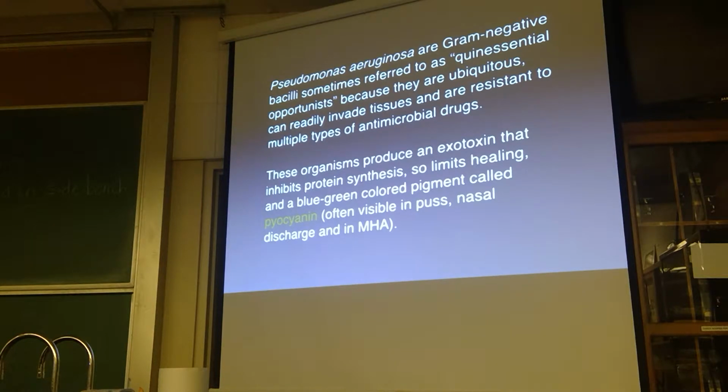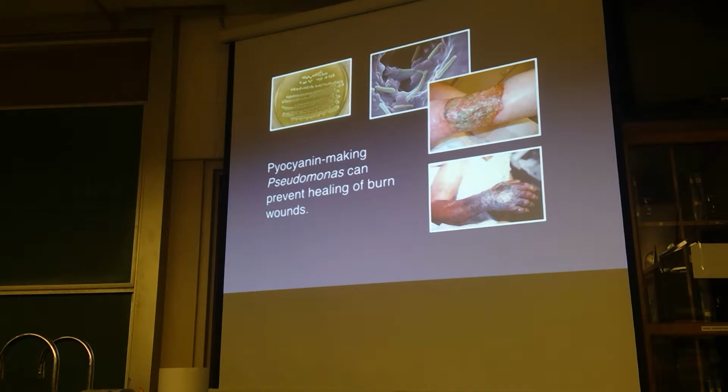They also produce this pigment. I tried to make the pyocyanin a different color, but it's not right for the Pseudomonas color, really. It's more of a blue-green than green-green, but you'll often see this in association with Pseudomonas infection. So here you see them on a plate, the pyocyanin pigment, and then you see some images of wounds where you can see that green coloration. That's indicative of Pseudomonas aeruginosa.